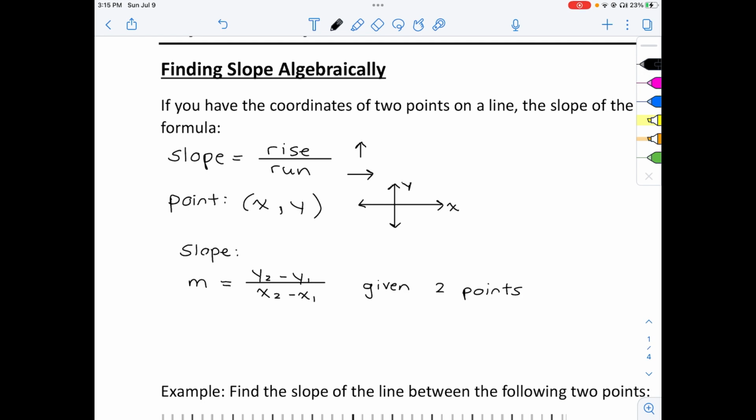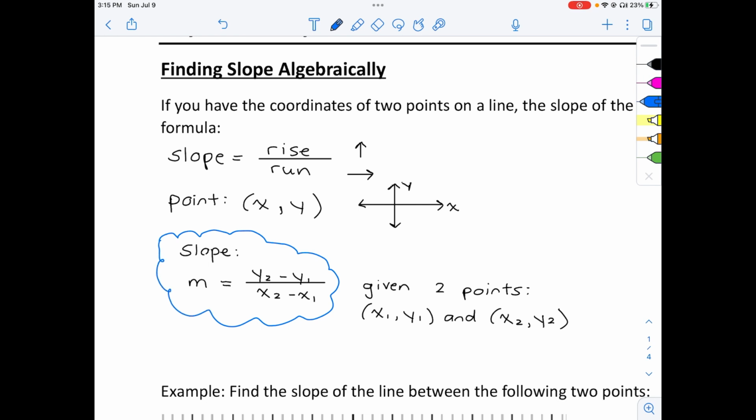And your points in this case would be (x1, y1) and (x2, y2). It doesn't matter which point you call which. We will look at an example in a moment, but that is how you find slope. Okay, so you're subtracting the y values, subtracting the x values, and then if you can simplify, you will do so. So this is the formula for slope of a line if we know the coordinates of 2 points.